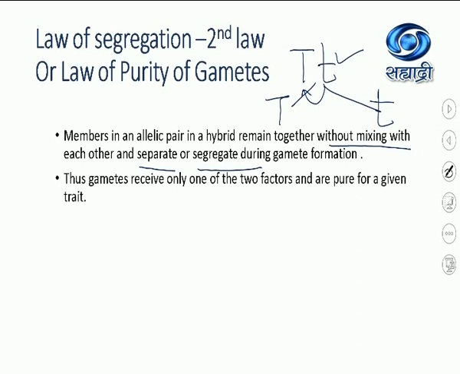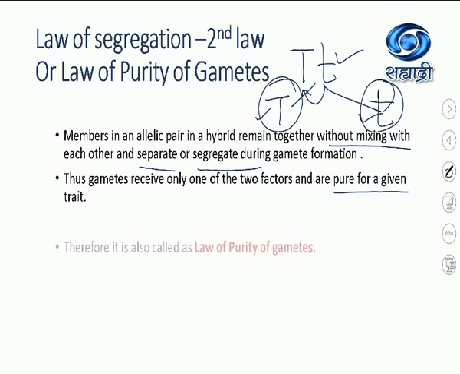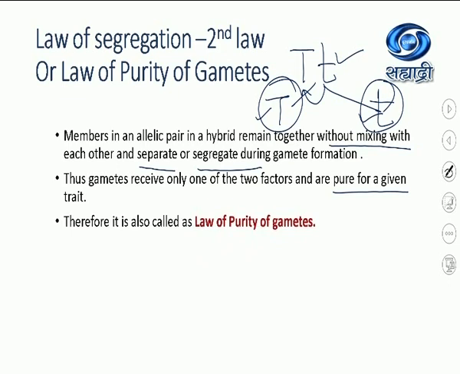Does a gamete receive only one of the two factors? Yes, here the gamete is receiving only capital T, and this gamete is receiving only small t, and they are pure for that trait. This is pure for tallness, this is pure for dwarfness. Therefore, it is called the law of purity of gametes. It is the second law of Mendelism. First was the law of dominance.